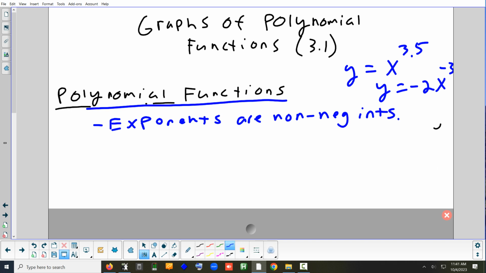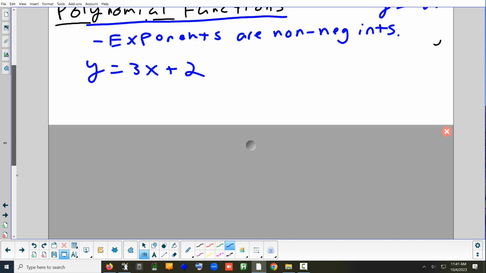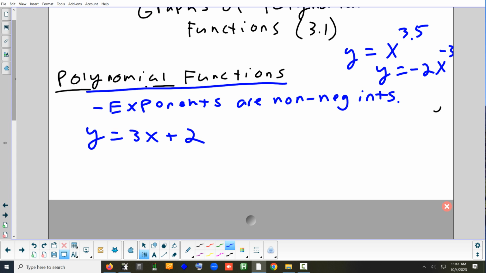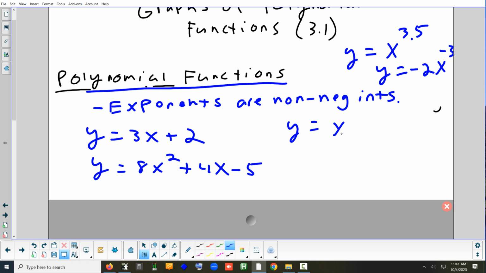Okay, so some examples of things that are polynomials. That's a polynomial: y equals 3x plus 2. That's a linear polynomial. Actually, I'll hold off on saying that. So, y equals 3x plus 2. Here's another one: 8x squared plus 4x minus 5. That's a polynomial. We can do a cubed one like we did in the last section.